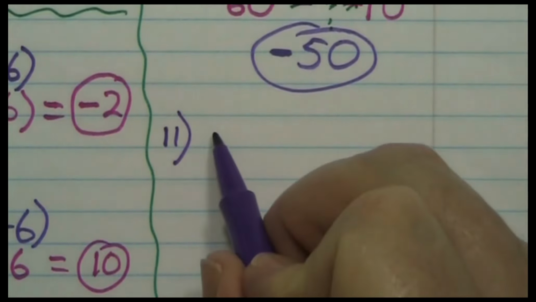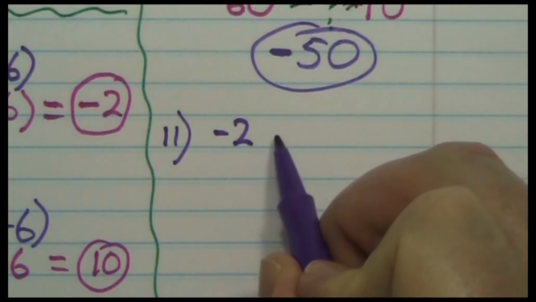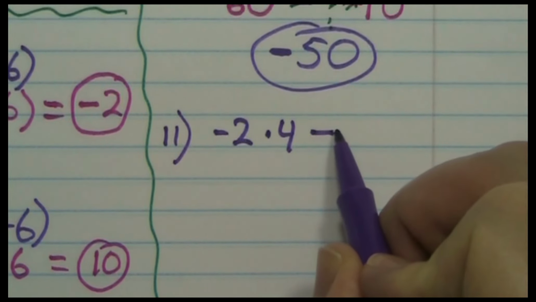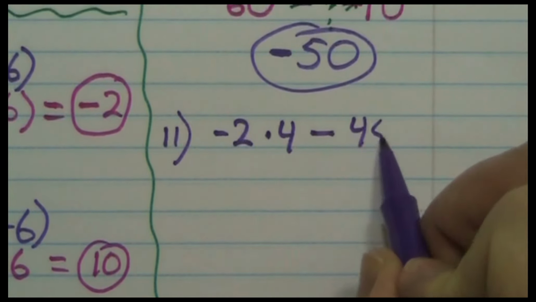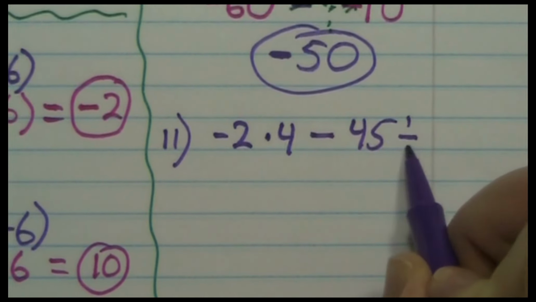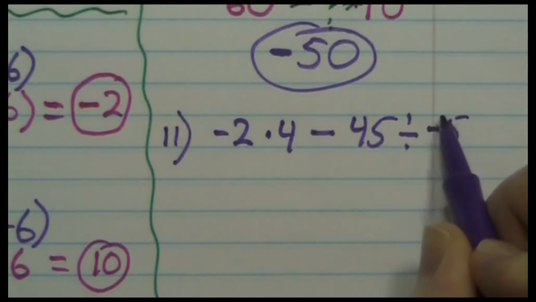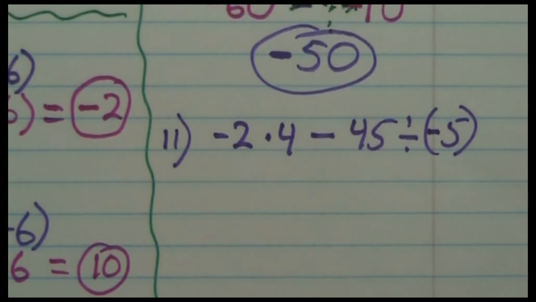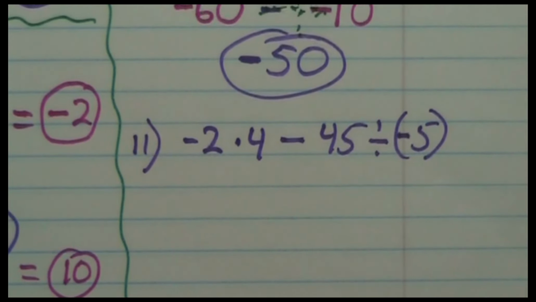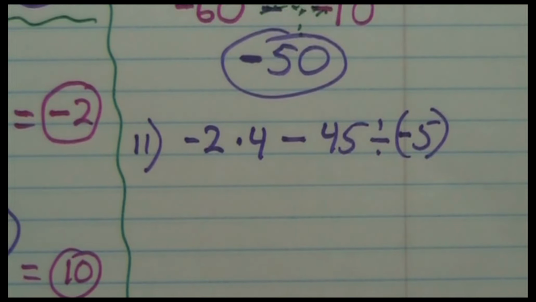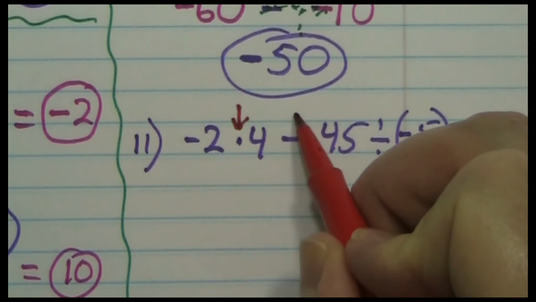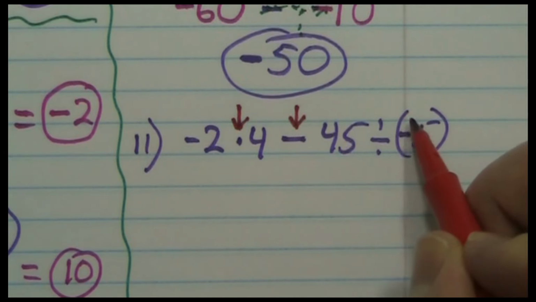Okay, here's our last problem. We have negative 2 times 4 minus 45 divided by negative 5. All right, as you can tell, there are a few operations in there. It's the same. You have a multiplying, you have a subtracting, and you have a dividing.